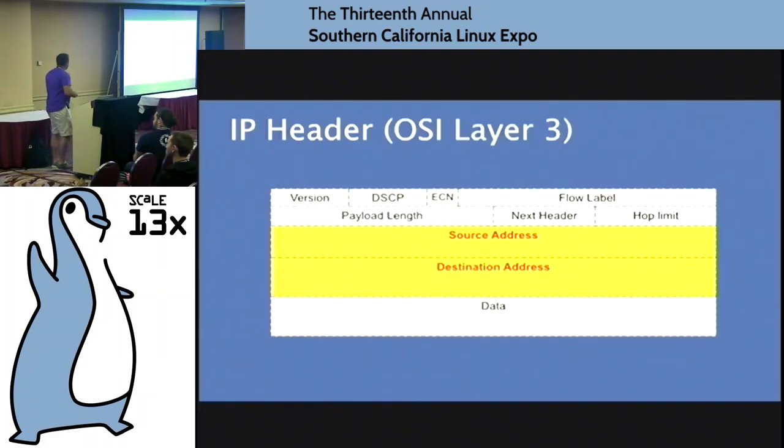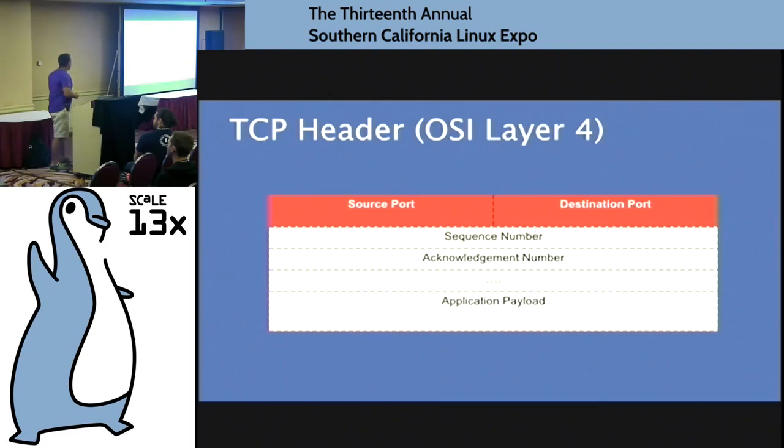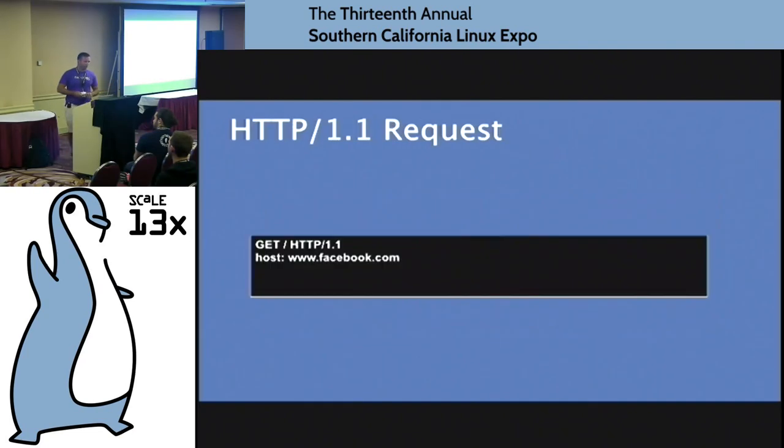Here's an example of the IP header. There's a lot of different bits up here that aren't going to be that important for this talk. The important things to know about the IP layer 3 header are the source address and destination address. Here's the TCP header. A lot of different information down here, which is normally important as a traffic engineer, but for the purpose of this talk, we're only going to care about the source port and destination port in TCP. And here's an example of an HTTP request. It's a very simple GET to facebook.com.